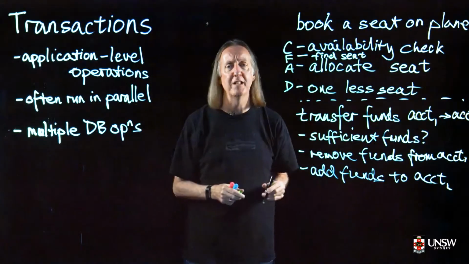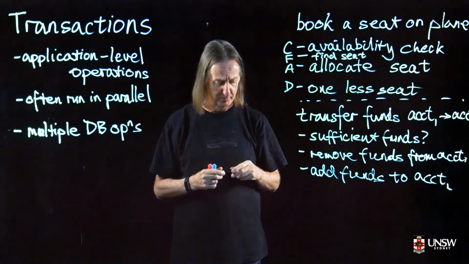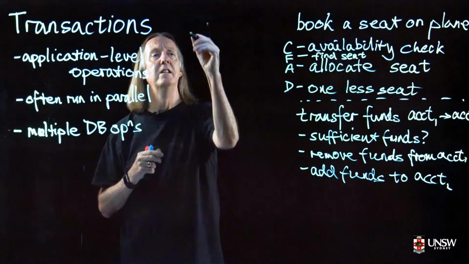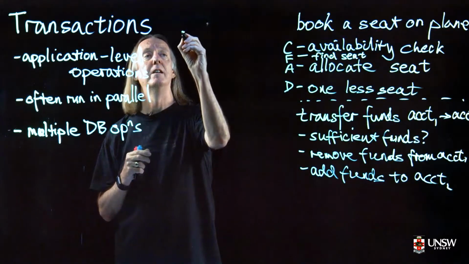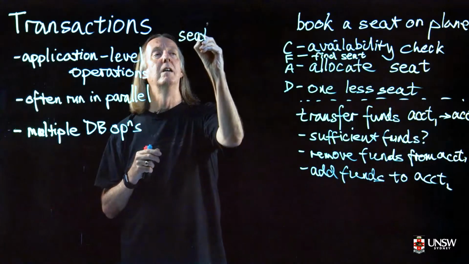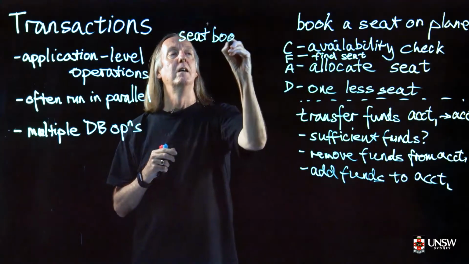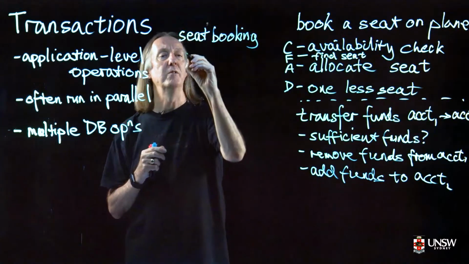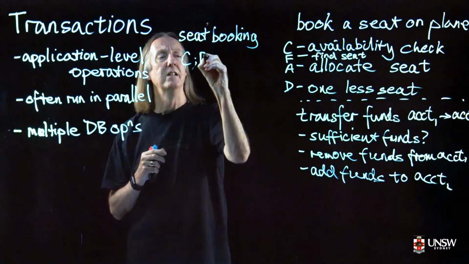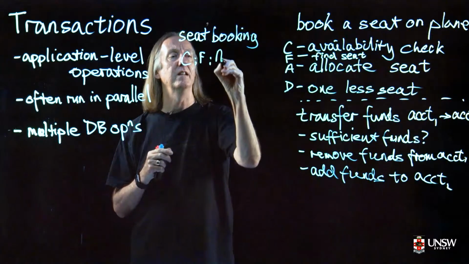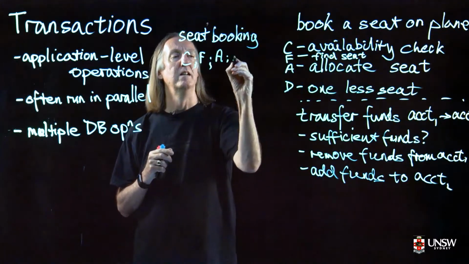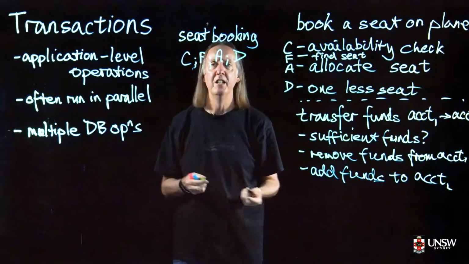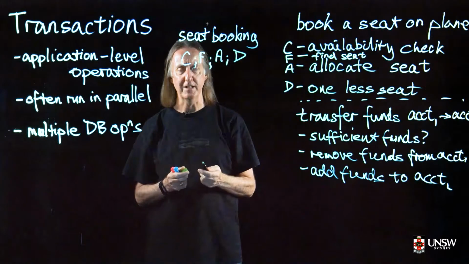So we've got 4 database operations that make up the single operation of booking a seat. So to book a seat for 1 person on 1 flight, we perform the operation C, then F, then A, then D, in that order. So a sequence of operations to accomplish that overall effect.